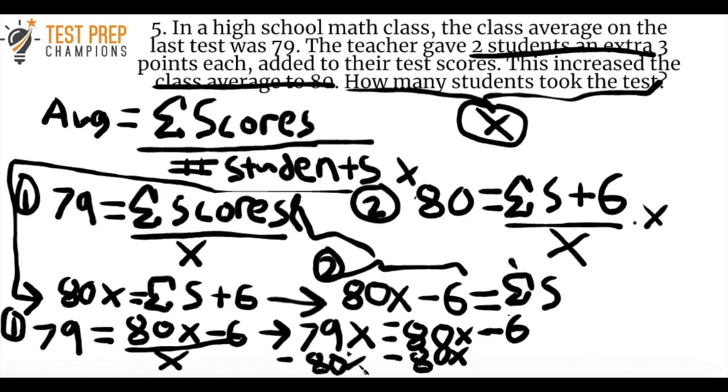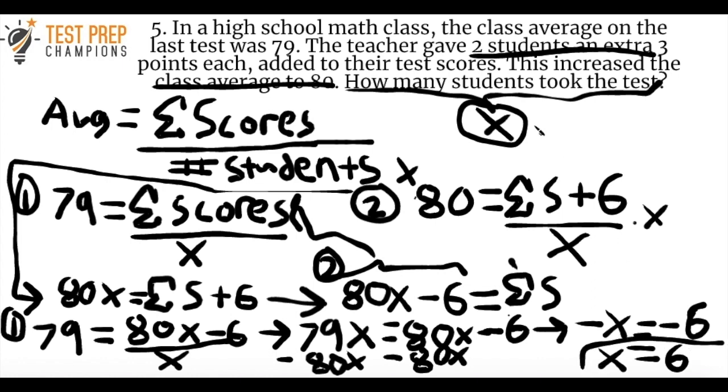Since we're doing 79 minus 80, we end up with negative x equals negative 6. So we can divide by negative 1 here, right? We can drop the negatives from both sides of our equation. If we divide negative x by negative 1 and we divide negative 6 by negative 1, we're just left with x equals 6. So the answer here is x equals 6. We found that there were 6 students in the class.